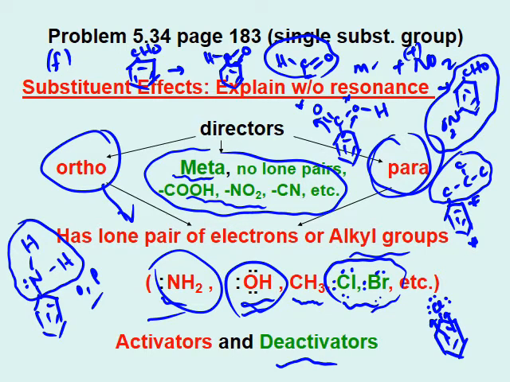NH2, OH, they are activators, or an alkyl group. That means they enhance reactivity. First thing is they don't suck electron out of the benzene ring. And secondly, because of their extra unshared electrons, sometimes they release electron towards the benzene ring. So benzene would be even richer in electron and would show greater reactivity. And that's why they're called activators.